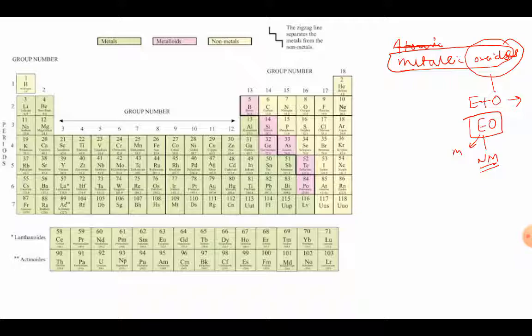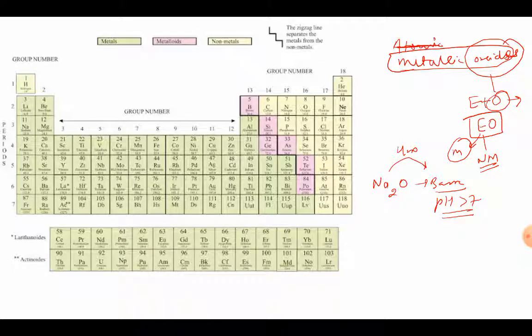So oxides of metals, whenever any metal combines with the oxygen, right? So the oxides of metals, like if I tell you the oxide of sodium, which is Na2O, the oxides of metals are basic in nature, right? So it means that if we dissolve this oxide into water, the resulting solution will be basic in nature, that is its pH is going to be more than 7, right?